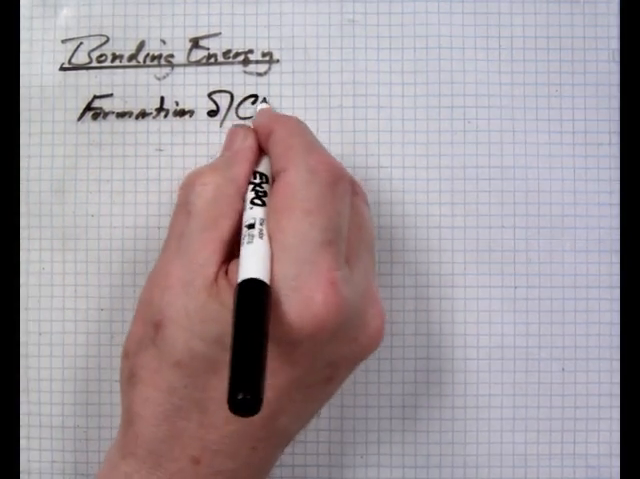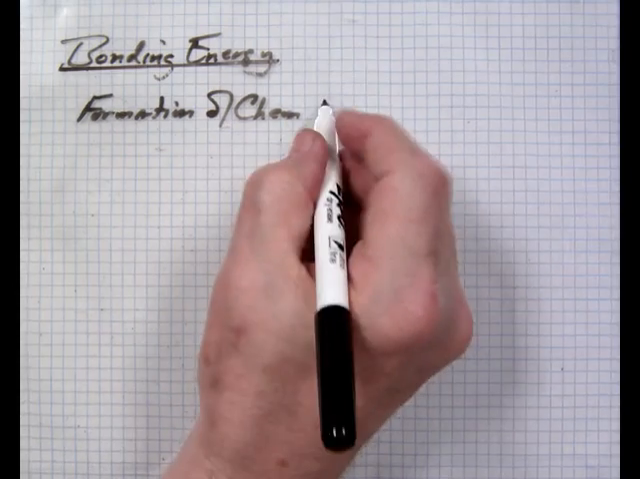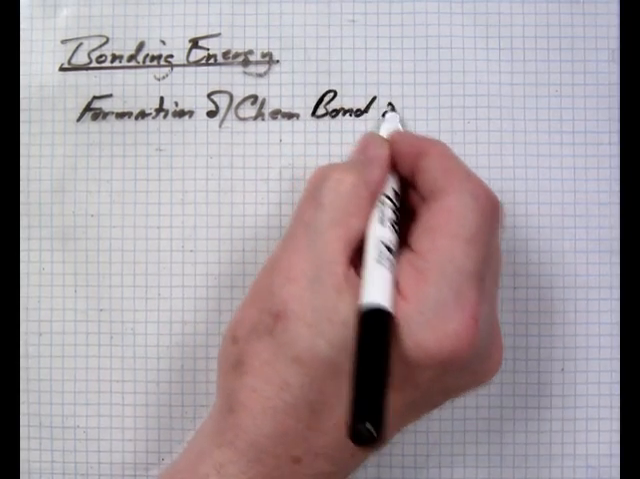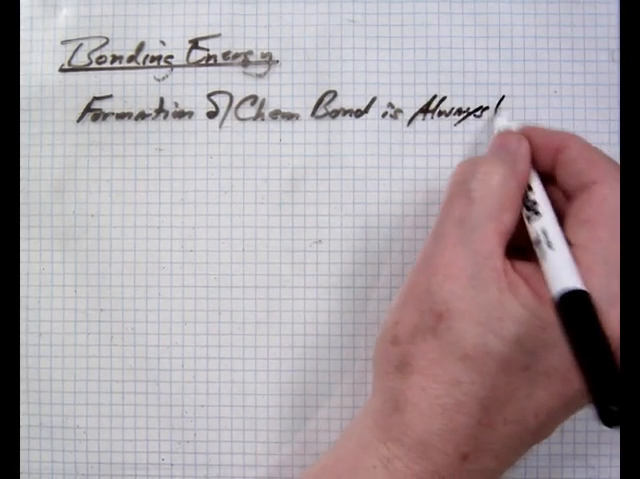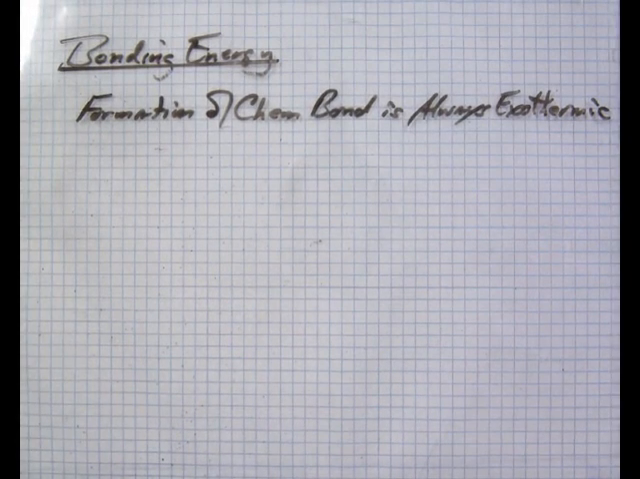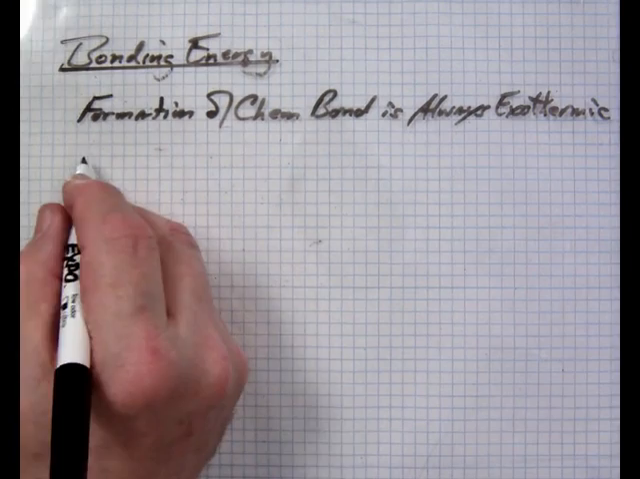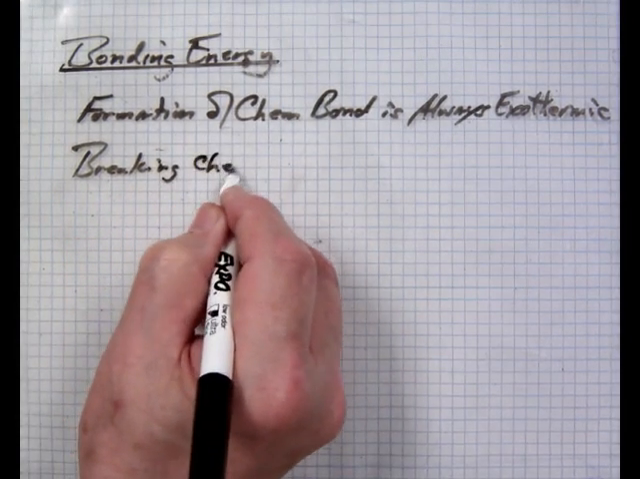Formation of chemical bonds is always exothermic. Otherwise, the bond would not form. That's the simplest of it. Breaking chemical bonds is endothermic.